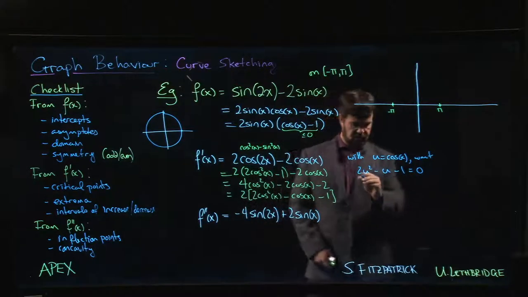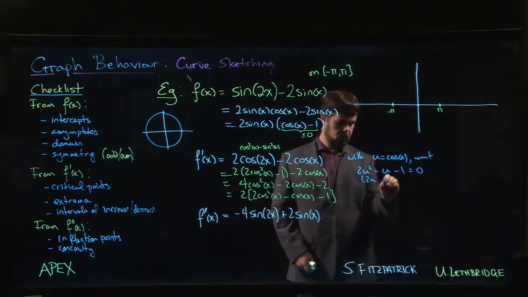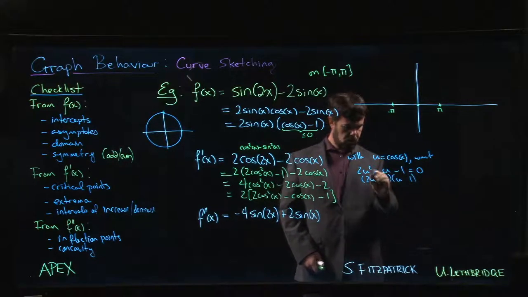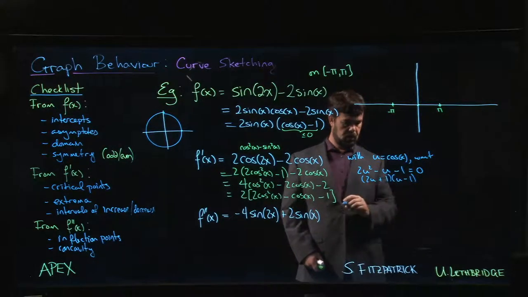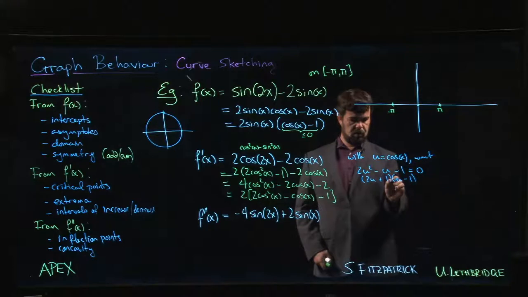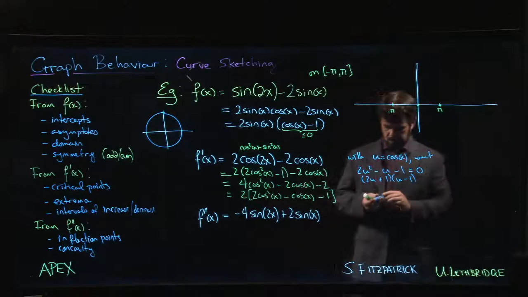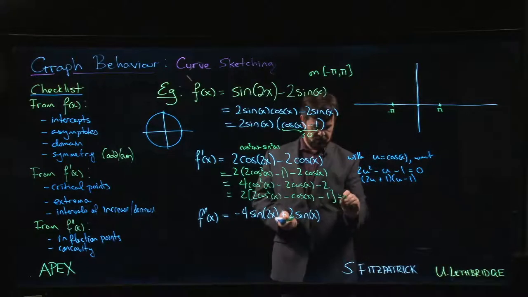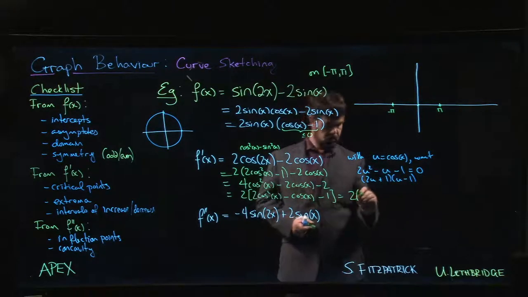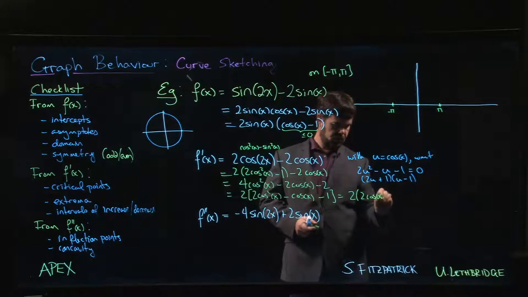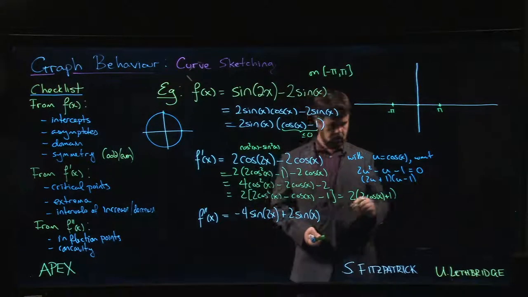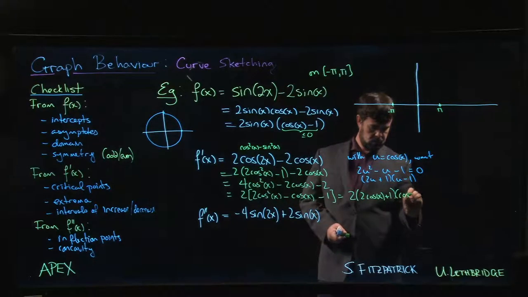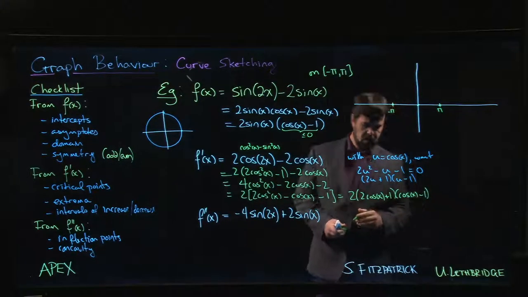Well, this actually factors, right? We can factor this 2u, 1u, 1. We want negative for the cross, so we want 2u plus 1 and u minus 1. That's going to do it, right? 2u squared minus 2u plus u gives minus u, and then minus 1, okay? So that works. So this factors now as 2 times (2 cos x plus 1) times (cos x minus 1), okay?